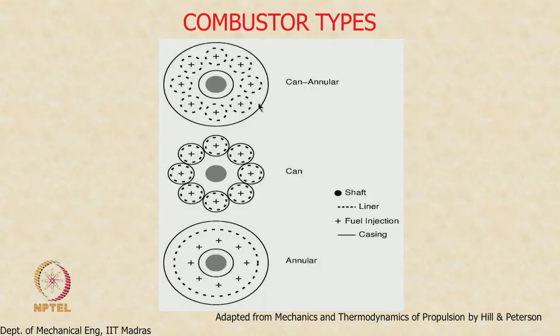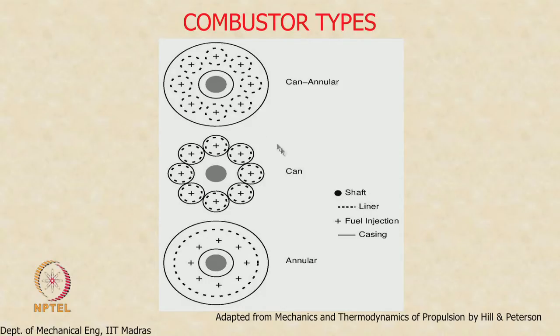Now in aircraft engines, three types of combustor designs are possible. The common elements in all three designs are, for example, here we are looking at the combustor end on. The one in the center, the gray circle, is the shaft. So I am looking at the combustor from this end or the other end. It is an end view of the combustor.